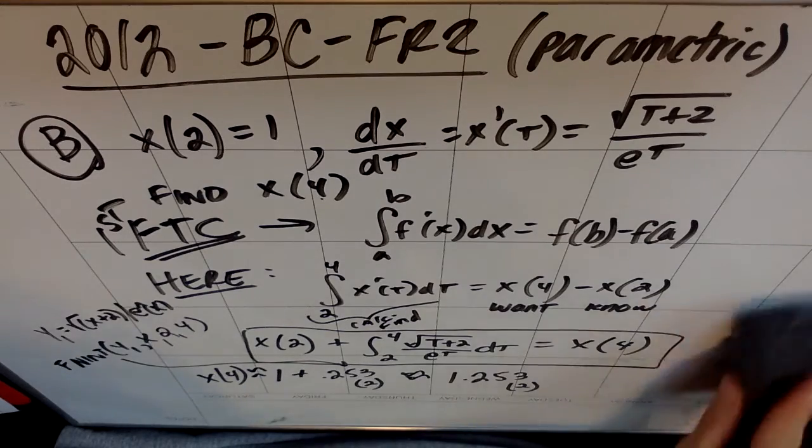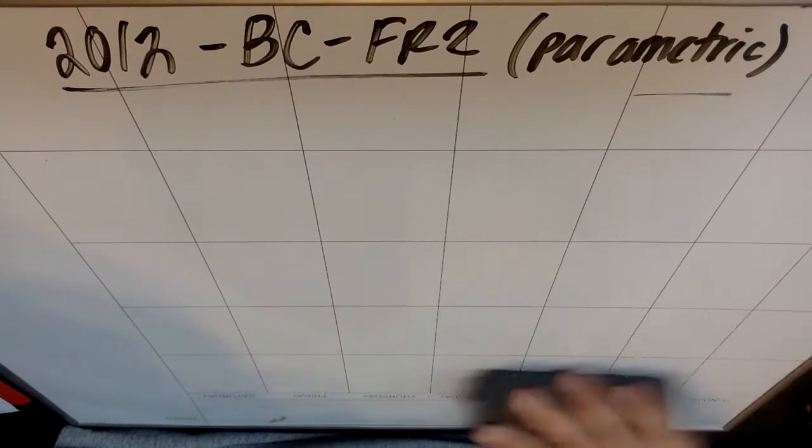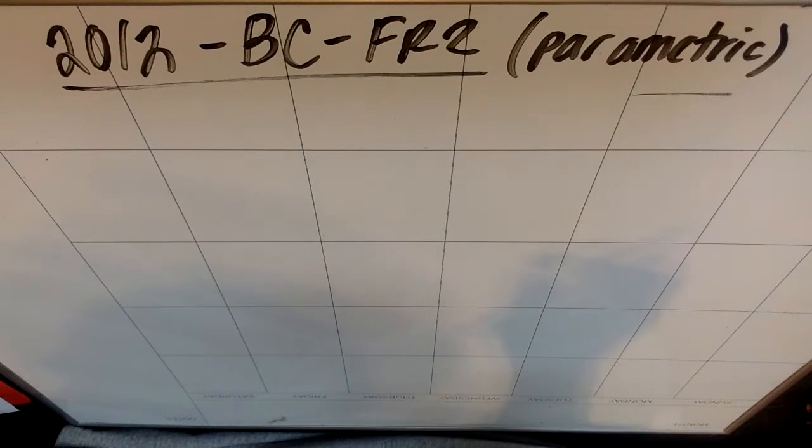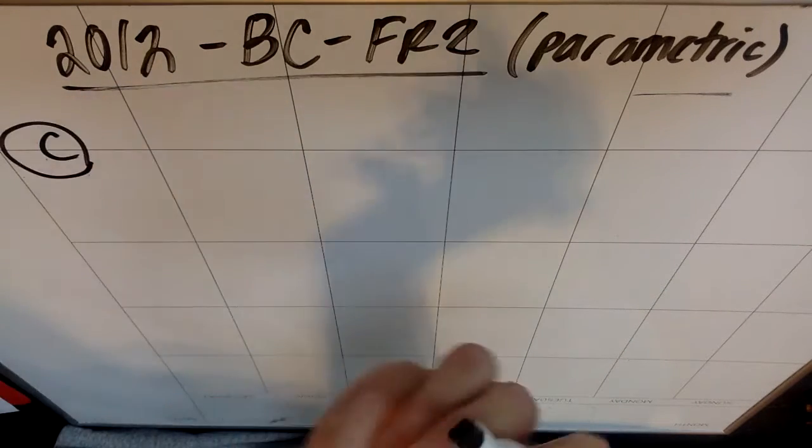Let's talk about part C. For part C, find the speed of the particle at time t equals 4. Find the acceleration vector of the particle at time t equals 4. All right, so two questions. Make sure you do both, right?